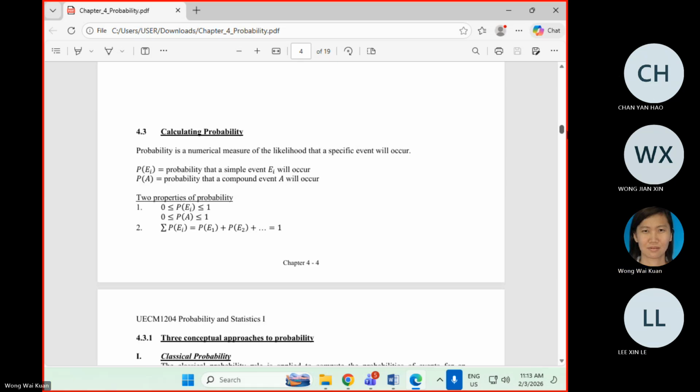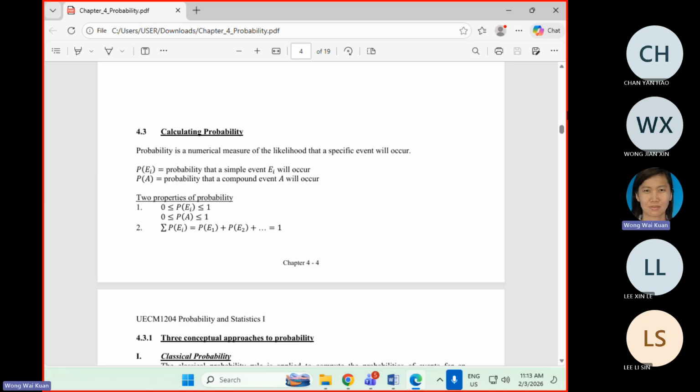Alright, then I think we should start here, right? Calculating probability. Am I right? Let me see. I think so, because I've forgotten to put it down. Yeah, okay. Calculating probability.